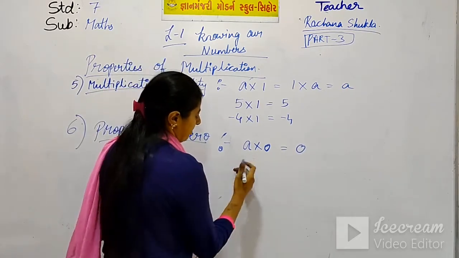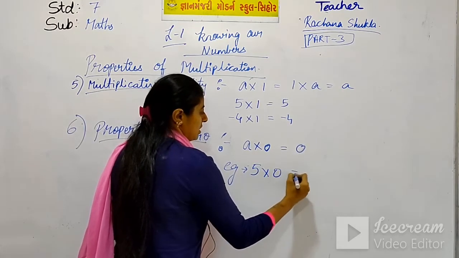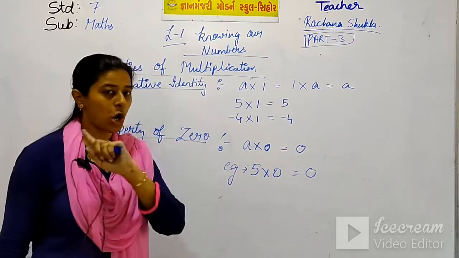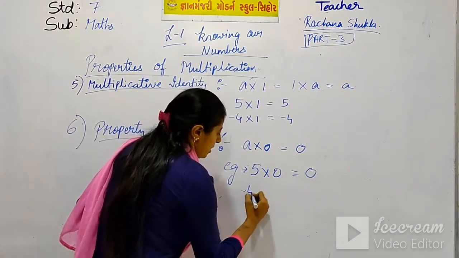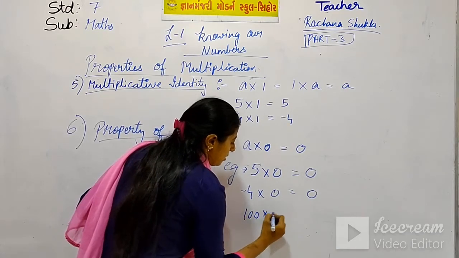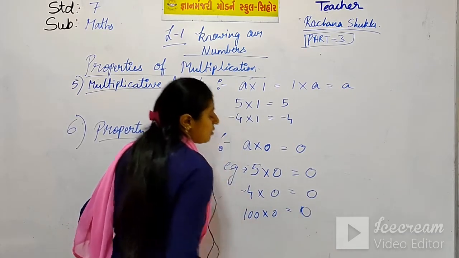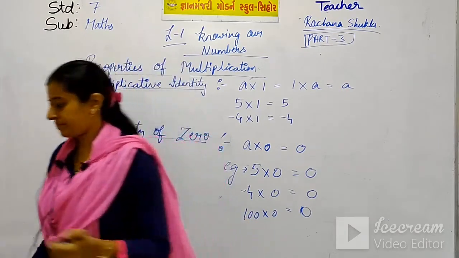Once again, example: 5 into 0 is equal to 0, not 5. 5 into 0 is 0. Minus 4 into 0 is 0. 100 into 0 is 0. All the answers will be 0.